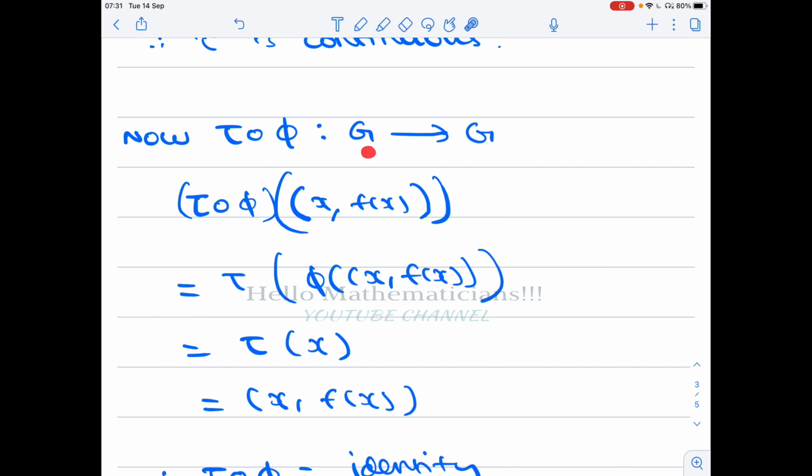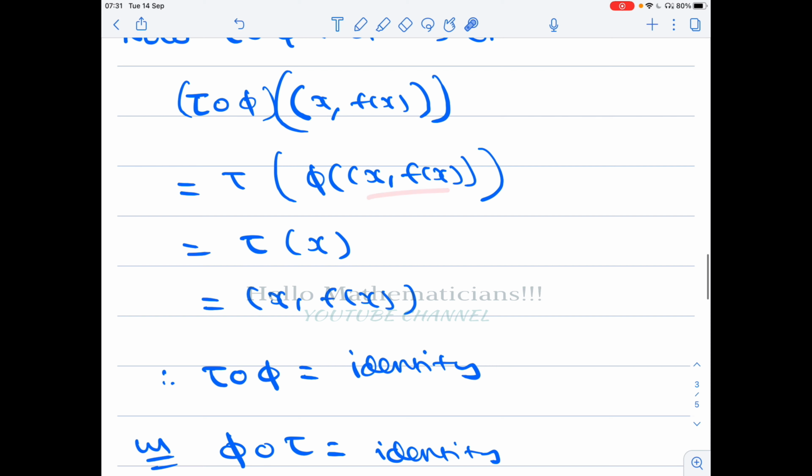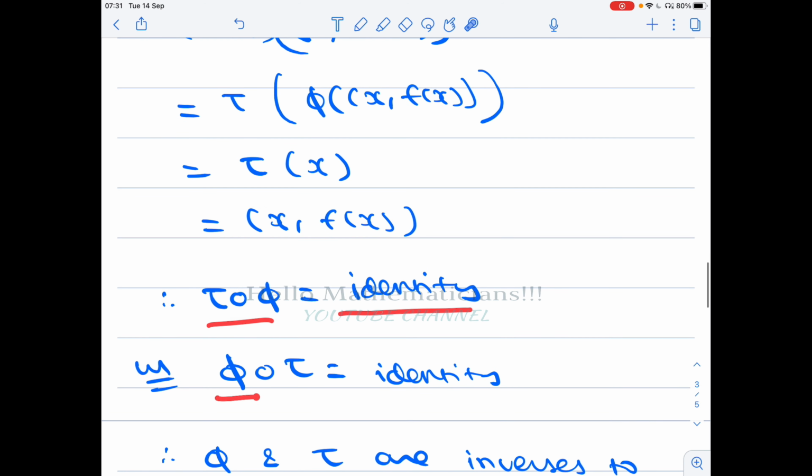If you take a point in G, it will be of the form (x, f(x)). Tau composition phi of (x, f(x)) is equal to tau of pi of (x, f(x)). Phi of (x, f(x)) equals x by the definition of phi. Now tau of x equals (x, f(x)). Therefore, tau composition phi of (x, f(x)) equals (x, f(x)). Therefore, we get tau composition phi is the identity function. Similarly, you can prove phi composition tau is also the identity. Therefore, these functions are inverses of each other.